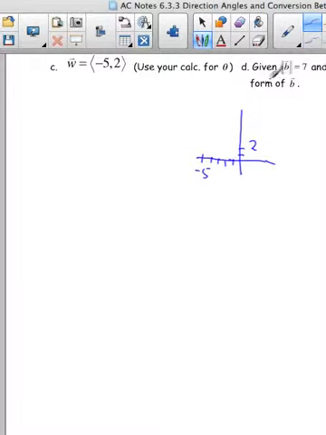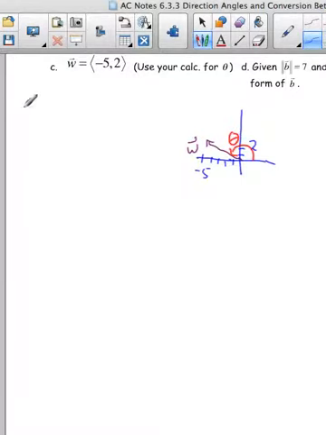And I'm going to try to sketch the vector negative 5, 2, which is a little hard to do on this tablet. Let's call this vector W. And we're supposed to find the magnitude of W and the direction angle. So the direction angle is the amount of rotation from the positive x-axis. So we're going to call this theta.